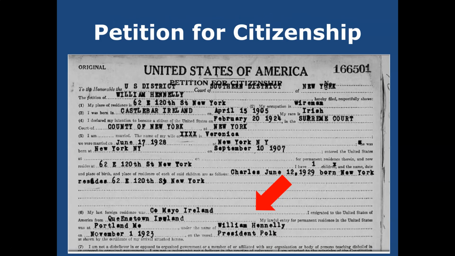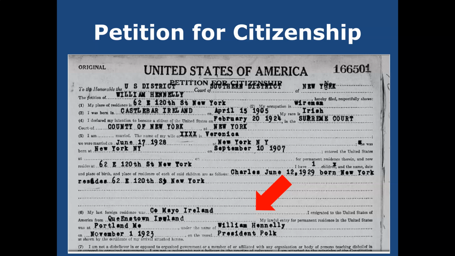The next step in the process, you had to wait a certain waiting period after filing the Declaration of Intent. Usually it was 3 to 5 years or so, depending on the laws of the time period. And then you would fill out the petition for citizenship. And it gives a lot of the same information as the Declaration of Intent.